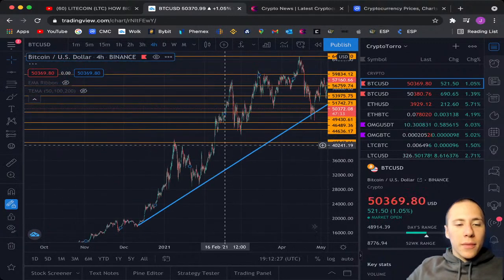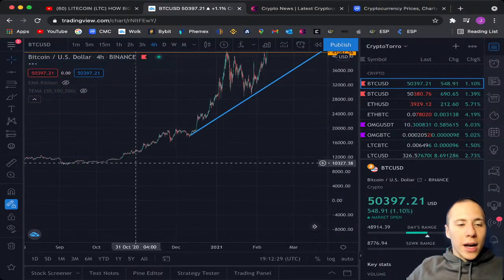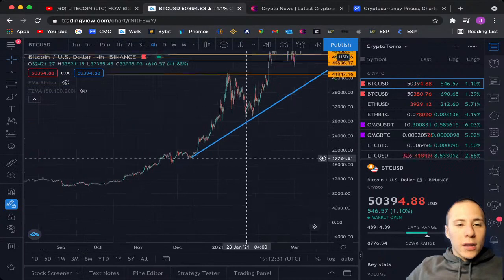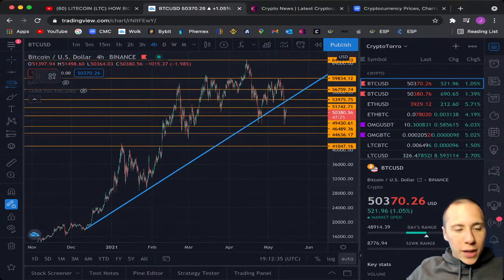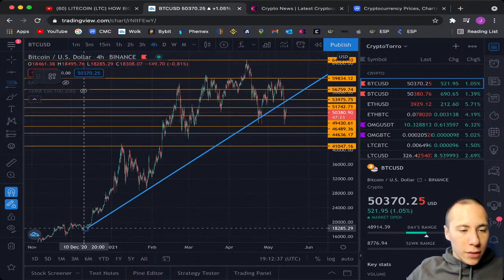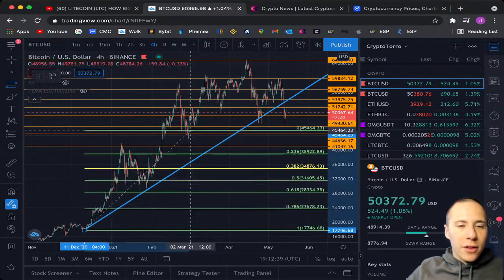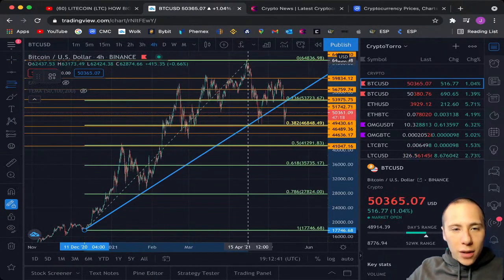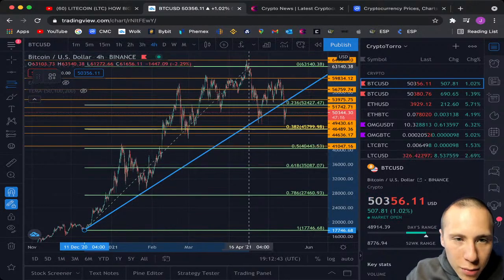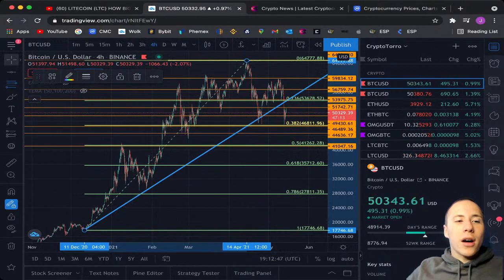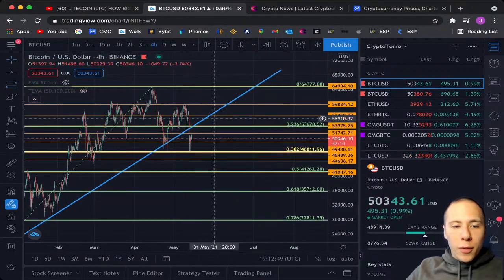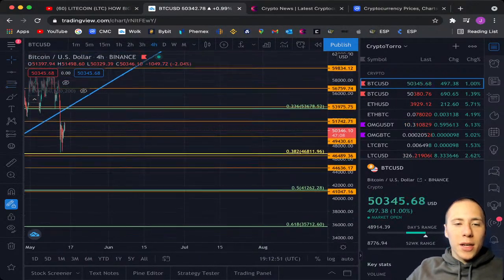But firstly, I would like to take a look at the Fibonacci levels. So I will be placing the Fibonacci starting at the beginning of the bull market, approximately the 11th of December. It's actually a little bit earlier than the beginning of the bull market, and I'm just placing the swing high on the all-time high, of course. So what we are currently looking at are the Fibonacci levels.